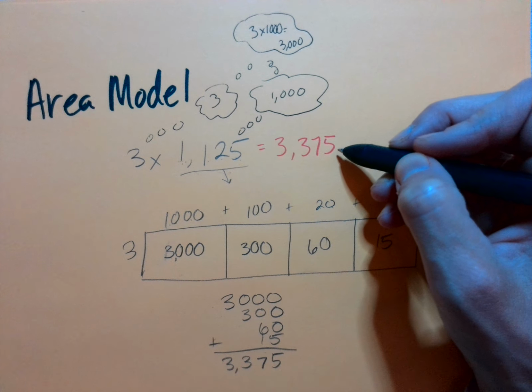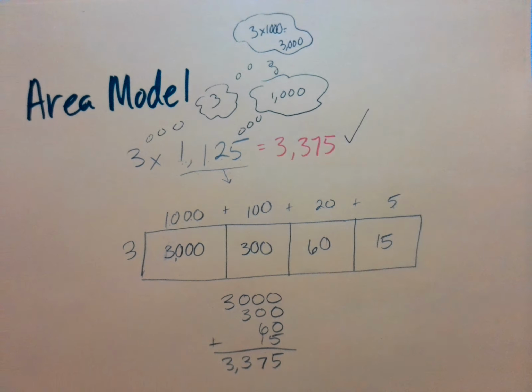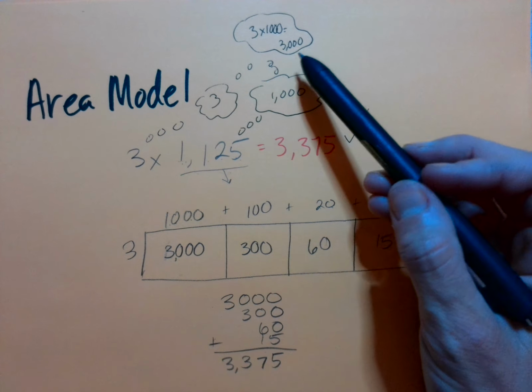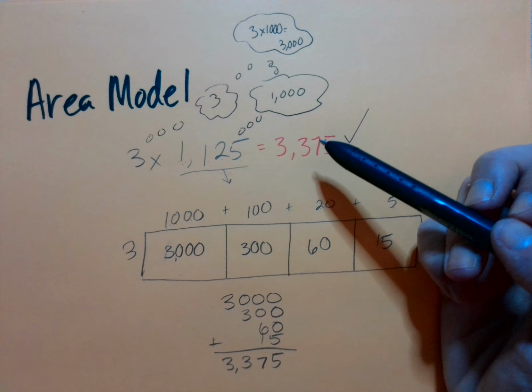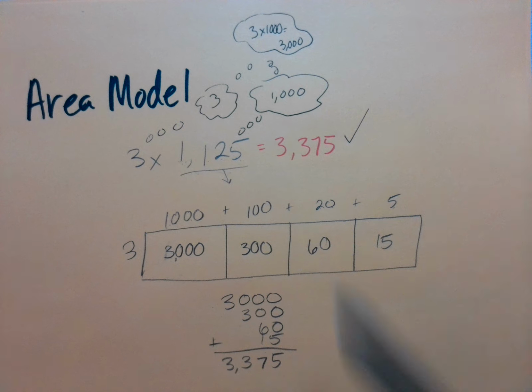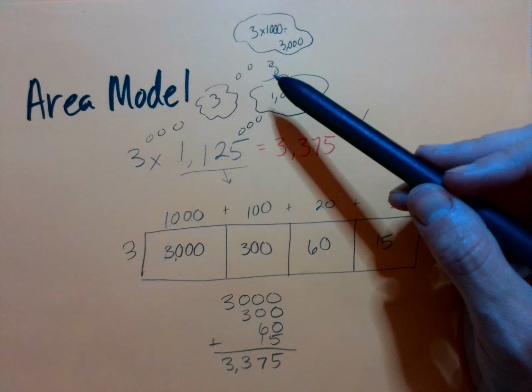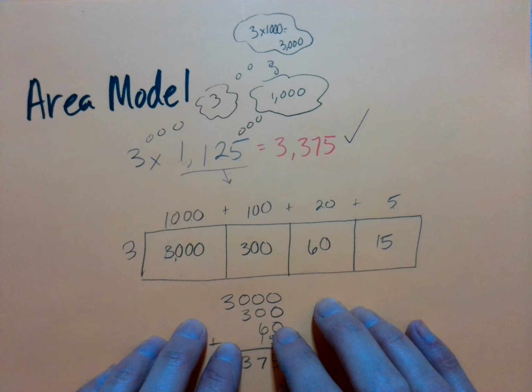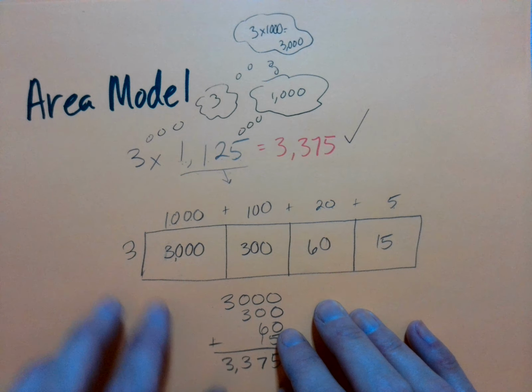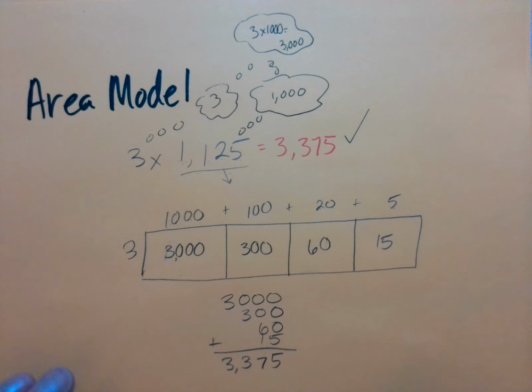Is my answer reasonable? It is. So it's not always going to be exact, but I'm estimating to think about what would be my roundabout answer. This is a big life skill of knowing how much you're spending and how much money you should have back. You're estimating those answers. So area model is one way we can show how to multiply larger numbers.